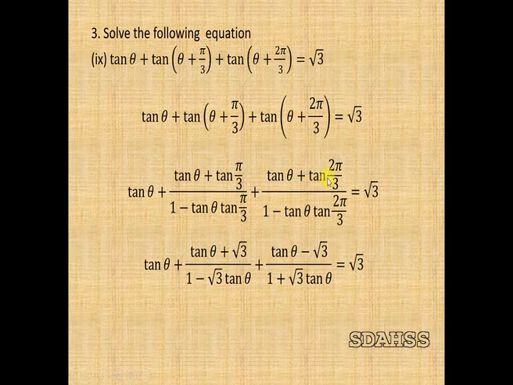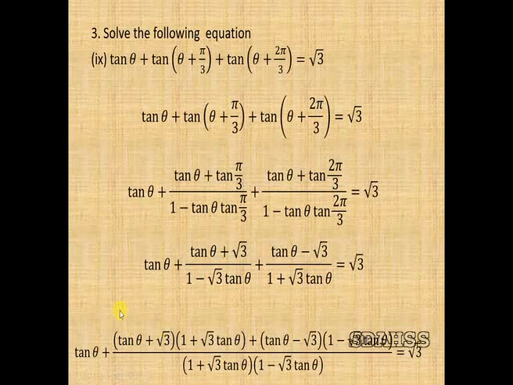Here also tan 2 pi by 3. Tan 2 pi by 3 can be written as tan pi minus pi by 3. Pi minus pi by 3 means minus tan pi by 3. So its value is minus root 3 divided by 1. Here also minus root 3, and already one minus sign is there. So minus into minus, plus root 3 tan theta is equal to root 3.